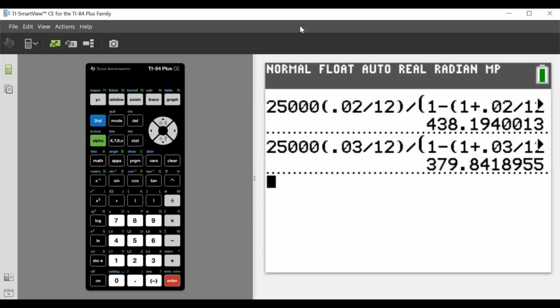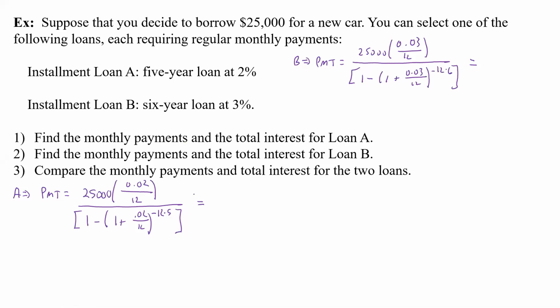All right, so this one we said was 438.19. We said this one was 379.84. Now, I believe they usually want us to round to the whole dollar. So we'll go, okay, well, that one's going to be $438. And this one's going to be about $380. Okay. So that's A and B.